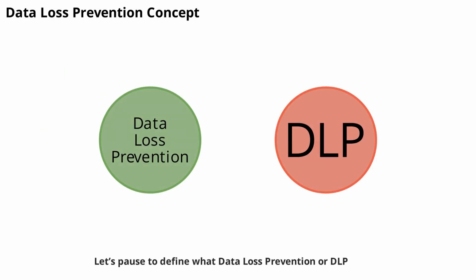Let's pause to define what data loss prevention, or DLP, really means in the context of invoicing. DLP refers to a set of technologies and policies designed to detect, monitor, and protect sensitive data from unauthorized access, leakage, or loss. Invoicing involves handling confidential client and financial information, making DLP an essential safeguard for maintaining trust and compliance. Understanding this concept is key to appreciating the features we're discussing.